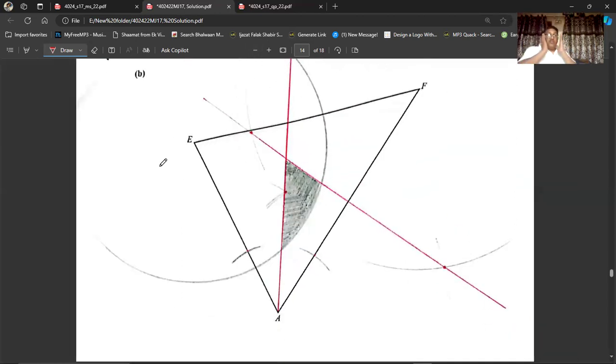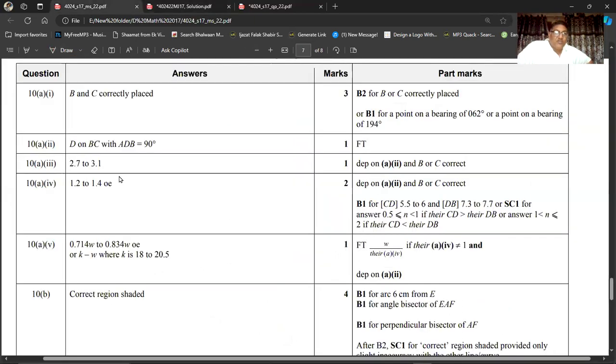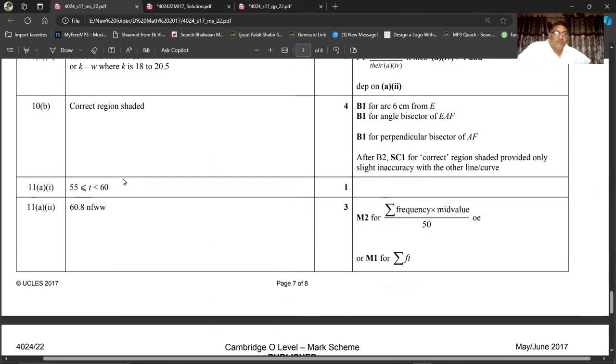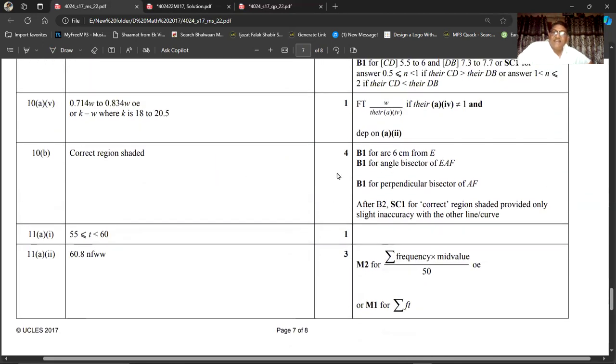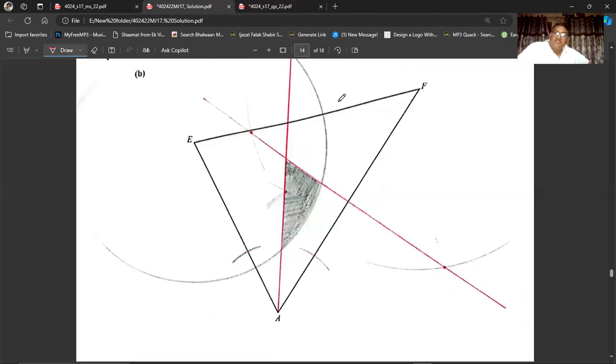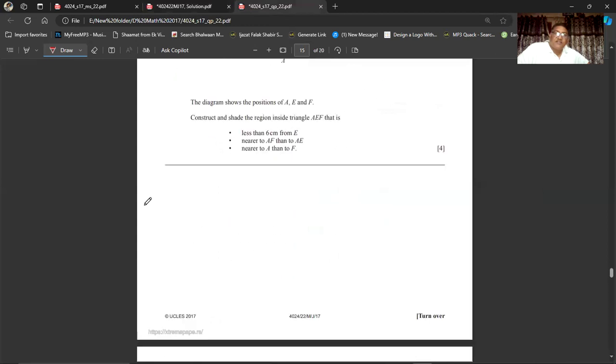Hopefully you can now see it more clearly and you will be able to draw this if you want to. Look at the marking schemes. Okay, so this is that part. This is the marking scheme for that part. This is that B part.